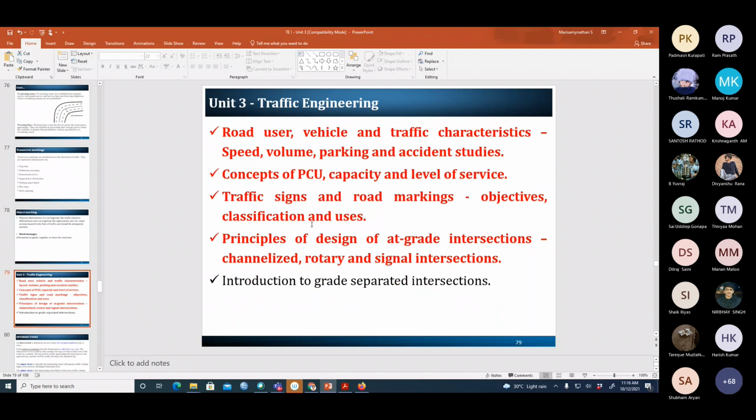Any doubts from today's session? Today it seems heavy, but the concepts we have studied are only four: PCU, capacity, level of service, and signs and road marking. So these are the four components. Probably if you go through the videos, you will get it one more time, recollecting the things we covered in class. That will strengthen your knowledge of the concepts.